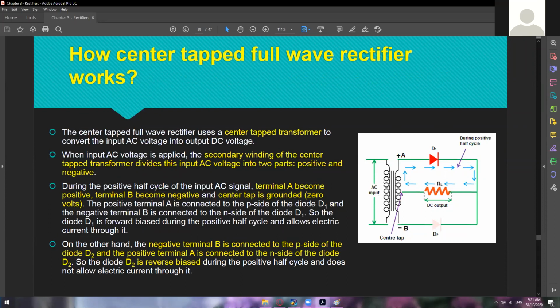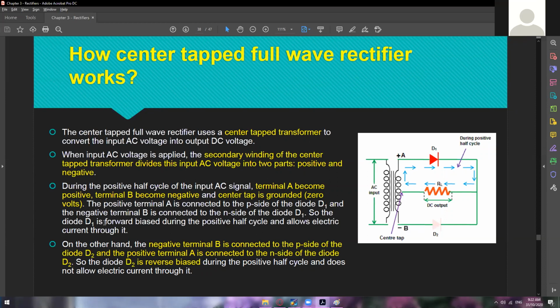So again, we have here the AC source on the primary windings. And then we have here the center tap transformer, as I mentioned a while ago. This center tap transformer is the one in charge of dividing our AC input into two parts. So it is already dividing it into the positive part and then the negative part. Okay. So during the positive half cycle of the input AC signal, this is very important, so take note of this one: terminal A becomes positive and then terminal B becomes negative, and the center tap is grounded at 0. Okay, so the positive terminal A is connected to the D sub 1 and then the negative terminal B is connected to the D sub 2.